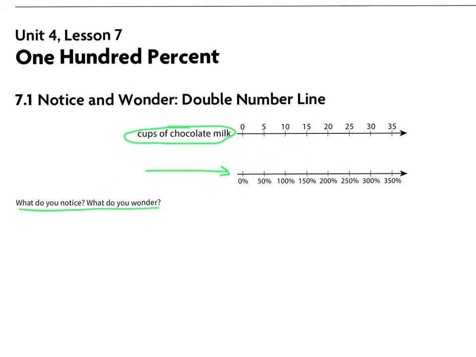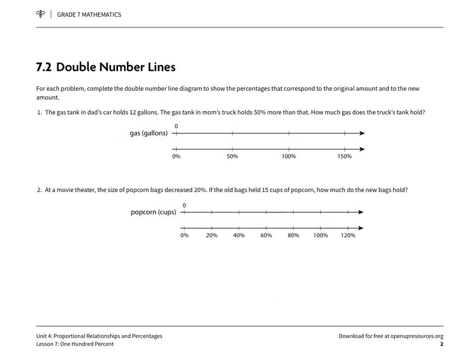And then we're going to divide that number line up into the increments that we need it to be divided into. So here's a couple of questions. It says, for each problem, complete the double number line diagram to show the percentages that correspond to the original amount and to the new amount. All right, so let's read and see if we can make sense of this.